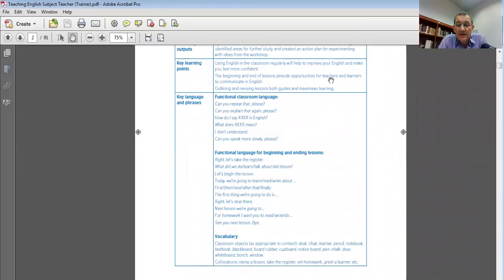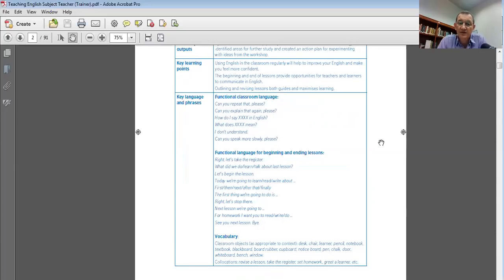Key learning points is the next in the table, and this provides some of the rationale behind the workshop itself. We believe that using English in the classroom regularly will help the participants to improve their English and make them more confident. And the beginning and the ends of lessons always provide opportunities for teachers and learners to communicate in English. And outlining and revising lessons both guides and maximizes learning.